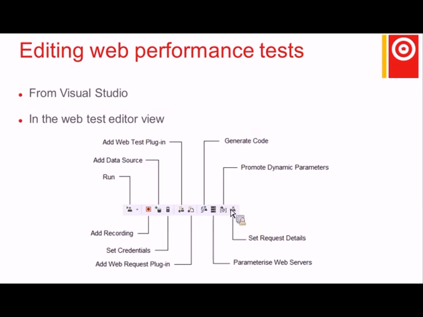Set request details basically gives you some of the more commonly edited properties of requests in a web performance test in a tabular format, so that you can edit them like you would a spreadsheet.